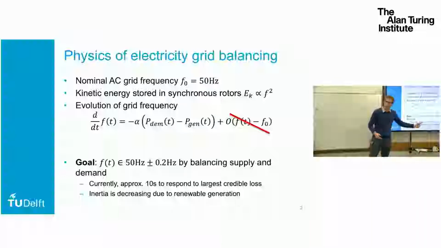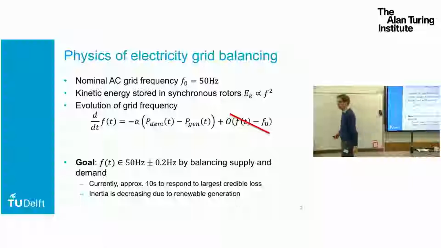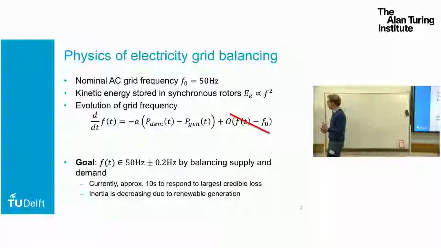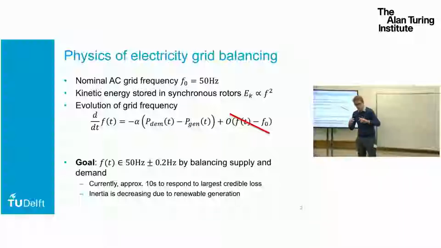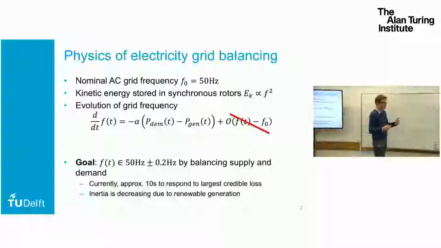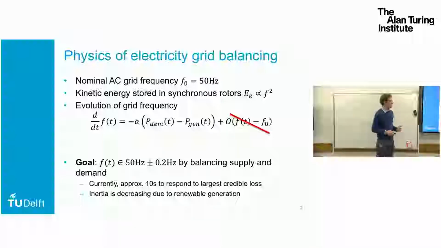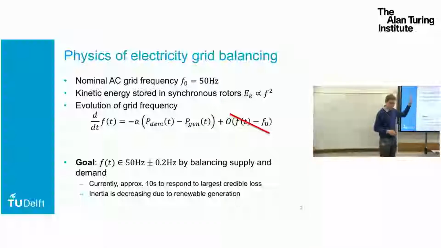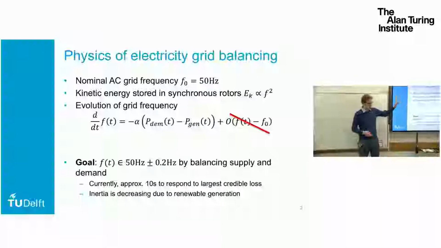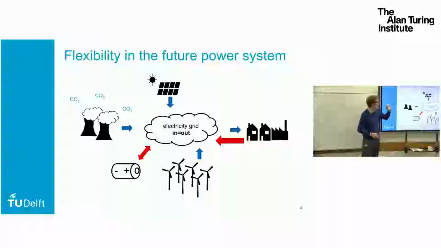Another development is that inertia is decreasing all the time through renewable generators that cause this decay time constant to go down. So you need to act more quickly into the future. Okay, so that's the 101 electrical engineering bit here.